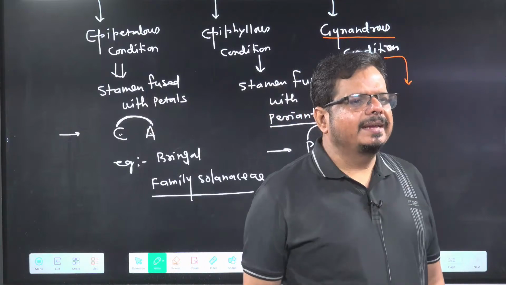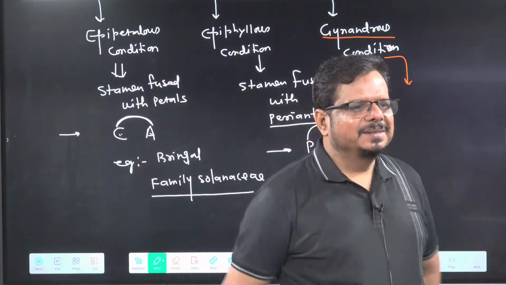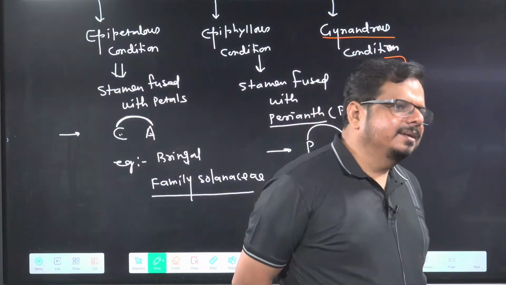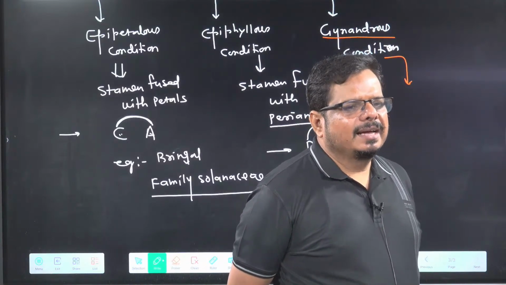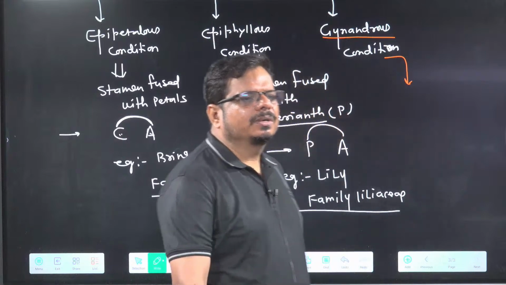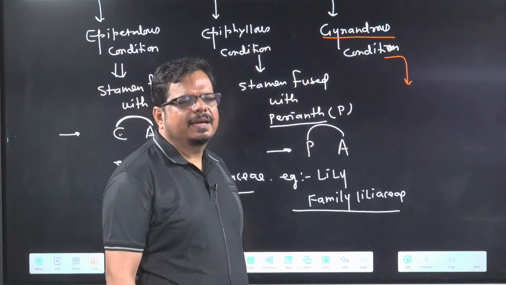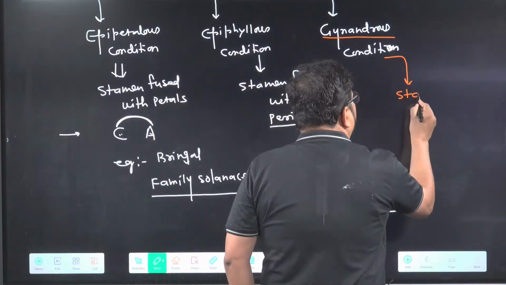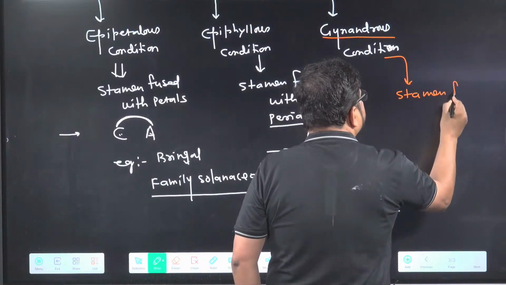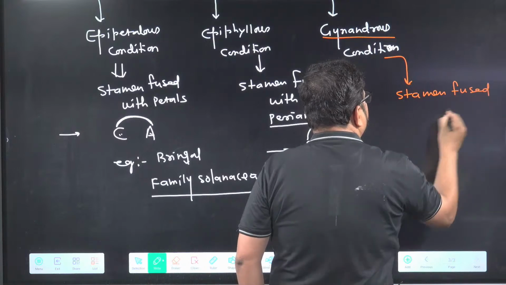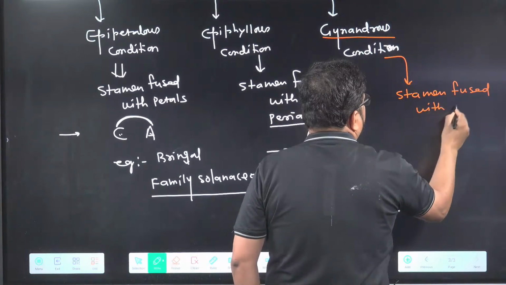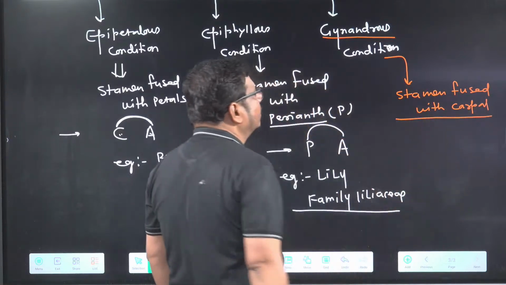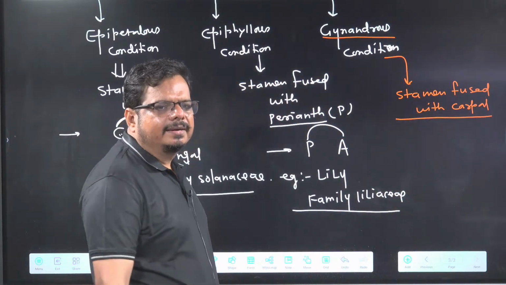Gynandrous: gynoecium and androecium, it is a combined word. Who is fusing together? Gynoecium and androecium are fusing together. That's the reason we use the word gynandrous. So what we are finding? Stamen fused with carpel, that condition is called gynandrous condition.